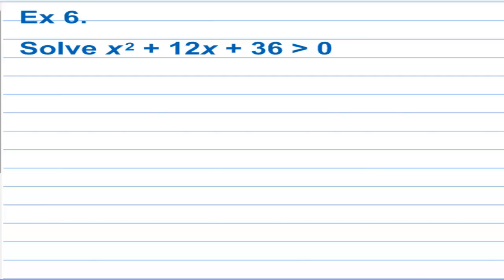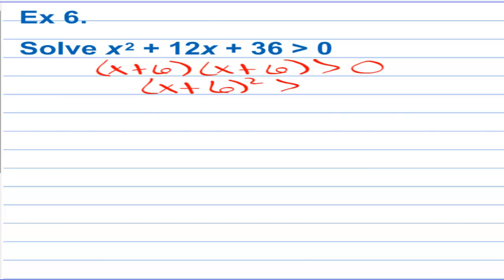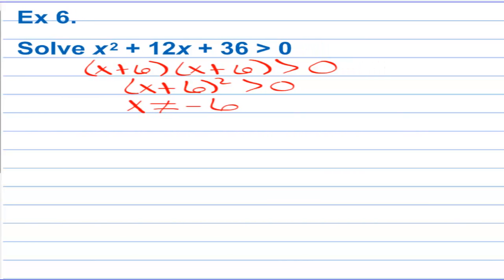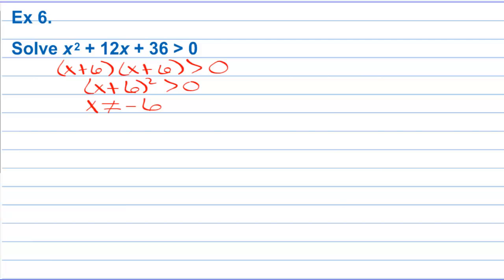Let's look at this one. We got x squared plus 12x plus 36. This one does factor into x plus 6 times x plus 6. And we want to know when is that greater than 0. And so we could write this as x plus 6 squared is greater than 0. So the only 0 is negative 6, but it can't actually equal negative 6.